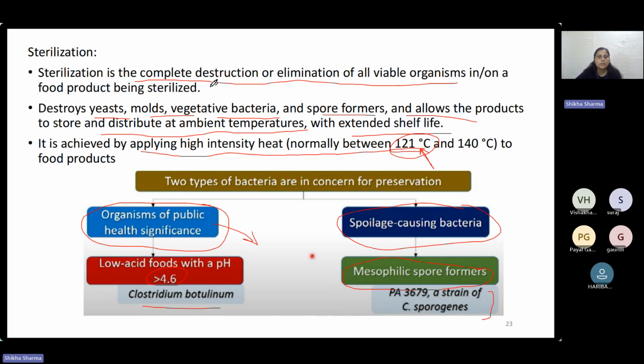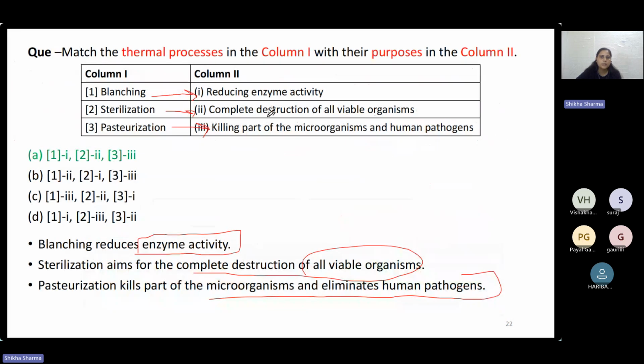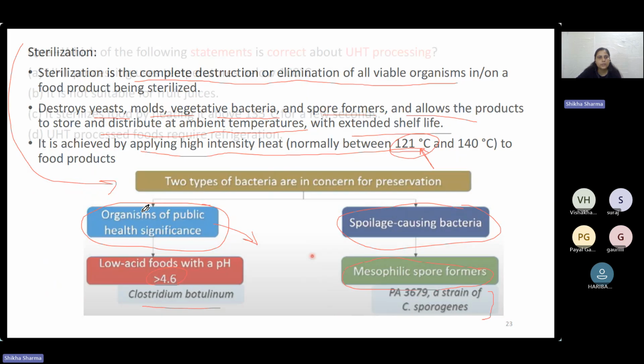So the sterilization process kills all the bacteria and the spoilage causing bacteria or the spores, everyone. So second related to this. So A is correct, not C. So is this question clear?